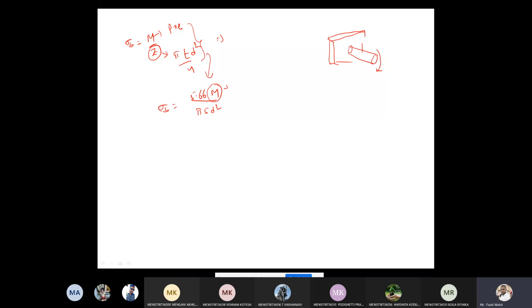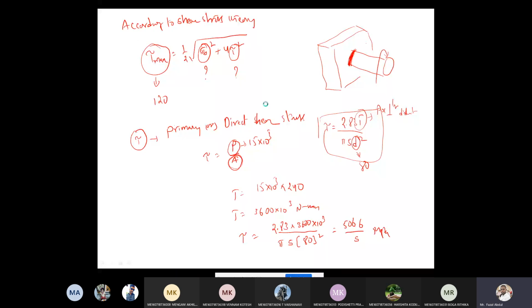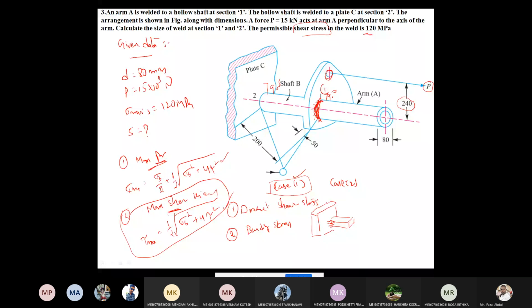What is M? M is the bending moment, load into eccentricity. Now this bending stress is going to be generated at section 2. The shear stress is going to be generated at the first section. Now bending is going to be generated at section 2 here. At the section, the load is given here as 15 into 10 to the power of 3 and the distance is 200.